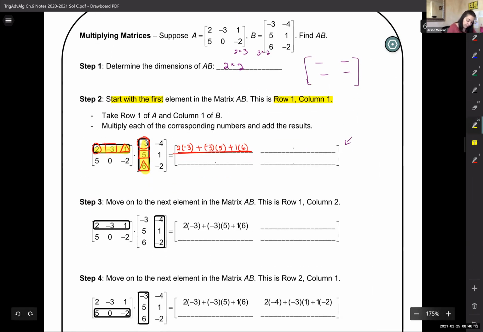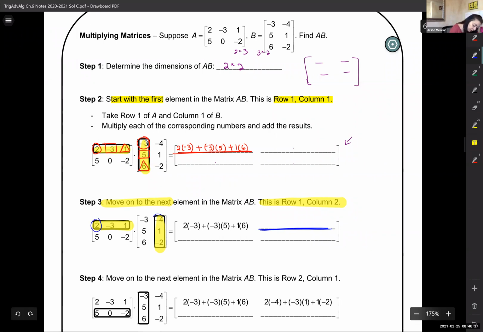Next, we're going to move on to the next element. Now it's going to be row 1, column 2. Here, this one. So I take row 1, column 2 in that order. Don't switch up the order, because you won't even have the same number of elements in there. And then we do the same thing.